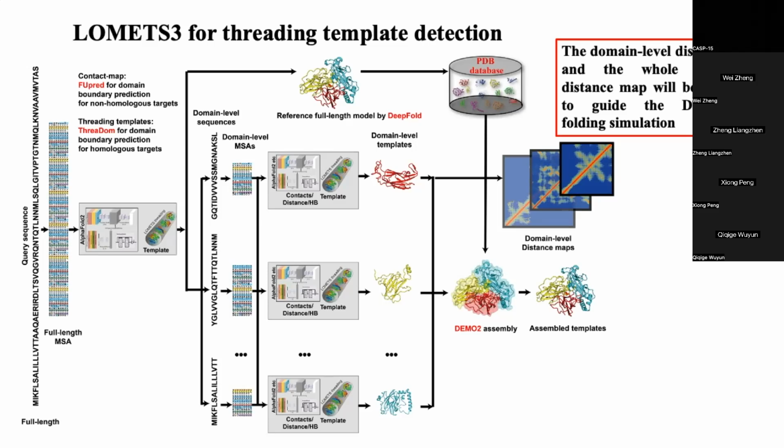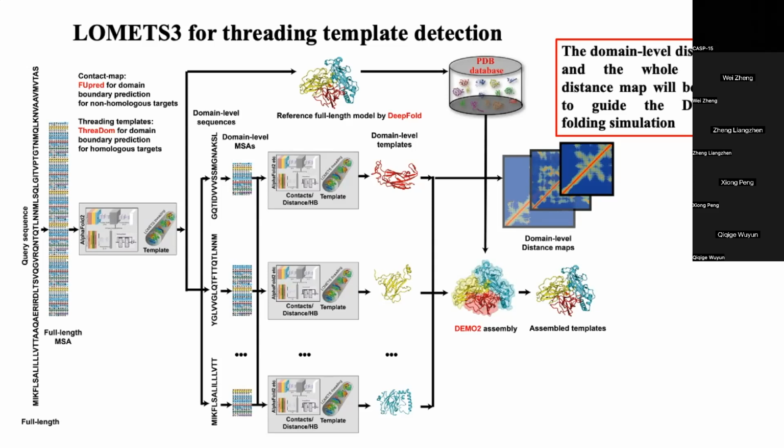For each of them, we're going to make a separate domain level multiple sequence alignment. This is just running DeepMSA2 again on just that domain sequence. We come up with things like distance restraints from that. We go search for appropriate templates, and then we get domain level templates for each of these domains. And we pull these together using the DEMO2 programs. This is using this full length information flow to assemble the domain templates together.